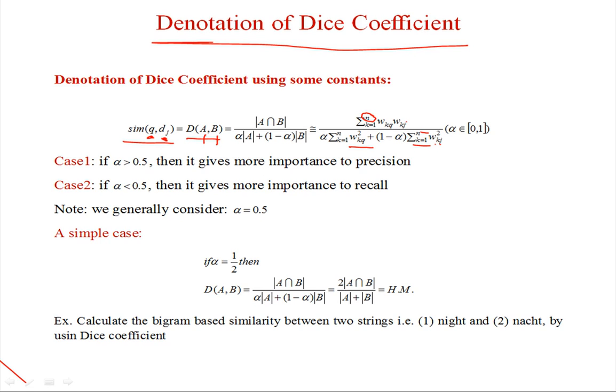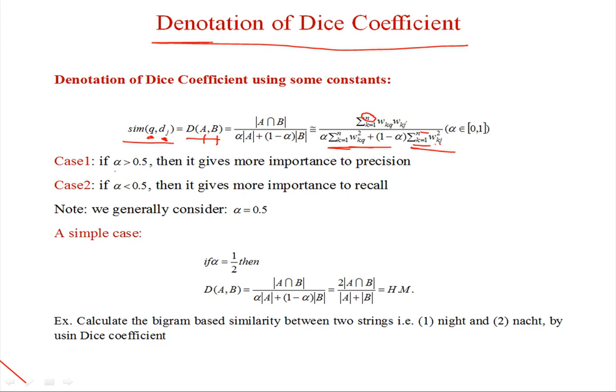So here the similarity between those documents can be calculated as the sum of the product of presence of query term Q and J in document K, divided by alpha into the summation of presence of query term Q in document K whole square of this part, and same here.